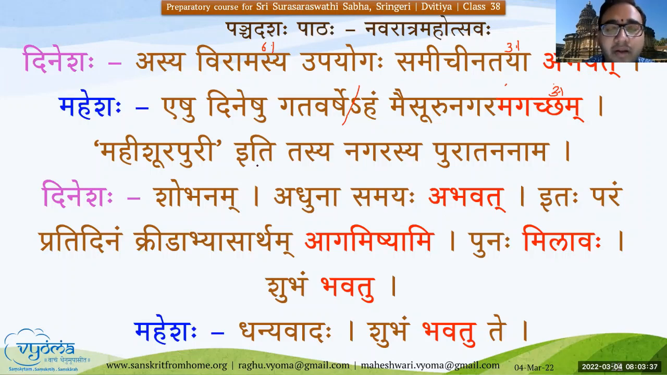Mahishura puri iti tasya nagarasya puratana nama. The older name, or the ancient name, of this place Mysuru is Mahishura Puri. So nama, nagara, pura, all these are equivalent words. Mahishura nagaram you can also say. Why this name came is because Mahishasura is there. Based on that, it was named Mahishura Puri.